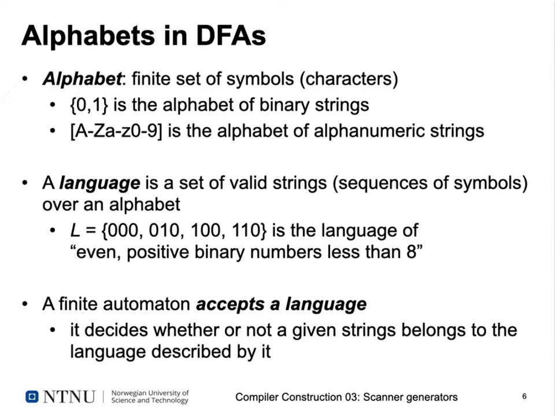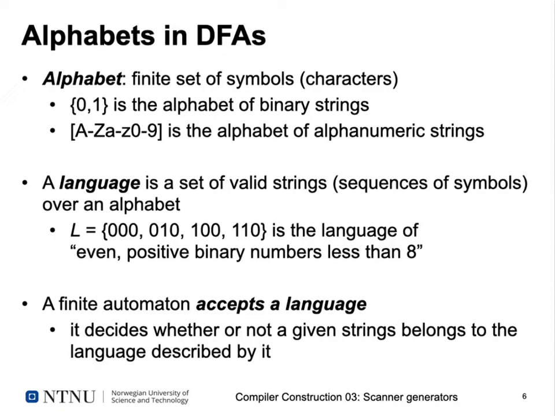So this is the alphabet, and from an alphabet you can build a language. A language is a set of valid strings. A string is just a sequence of symbols which you can build from that alphabet. For example, you can have a language which consists of the sequences 000, 010, 100, and 110. This is the language which we would, in natural language, describe as even positive binary numbers which have a value of less than 8.